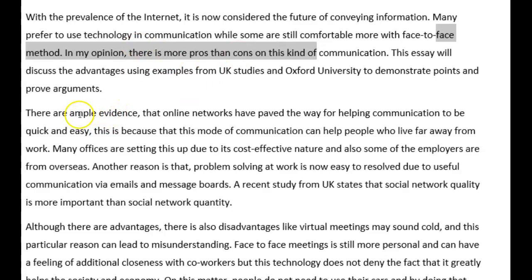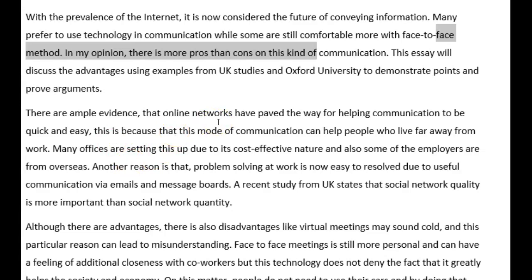Evidence is uncountable, so this should be an is. There is ample evidence that online networks have paved the way for helping communication to be quick and easy. This is because, I would have put a full stop here. Full stop in the new sentence. This is because, what happened here? You have that and this.